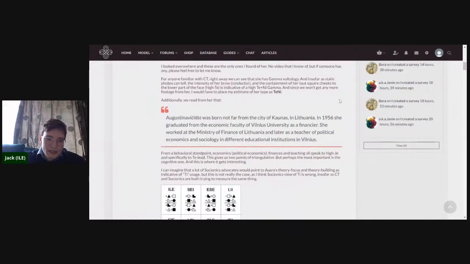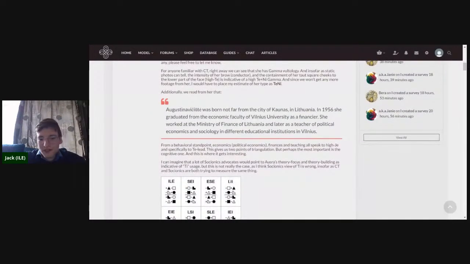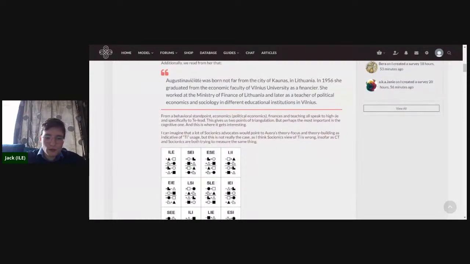But it says here, additionally, read that she was born not far from the city of Kaunas in Lithuania in 1956. She graduated from the economic faculty of Vilnius University as a financier. She worked at the Ministry of Finance of Lithuania and later as a teacher of political economics and sociology in different educational institutions in Vilnius. From a behavioral standpoint, economics, political economics, finances, and teaching all speak to high JE, so extroverted rationality, and specifically to a TE lead. This gives us 2 points of triangulation.